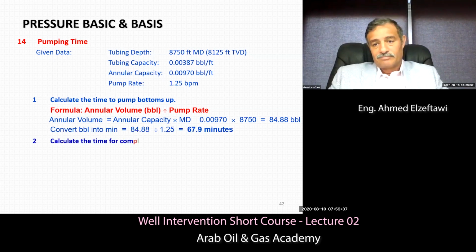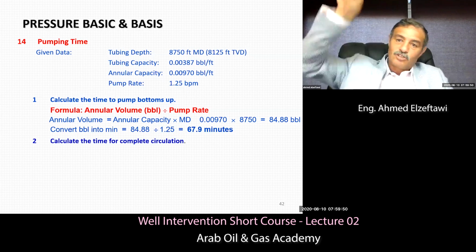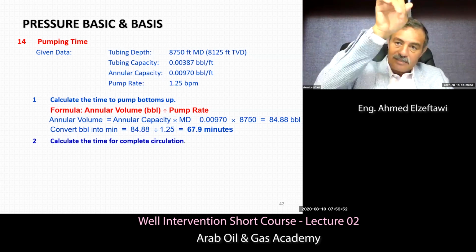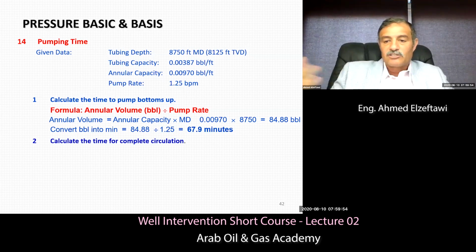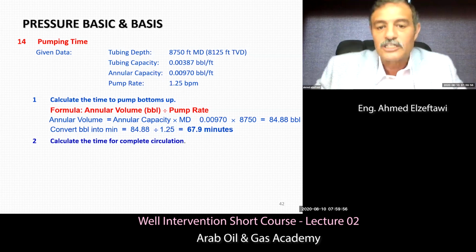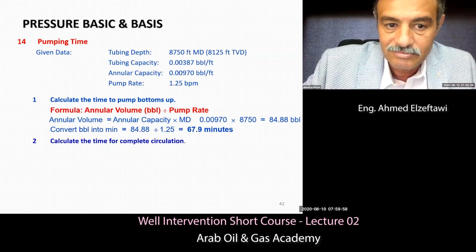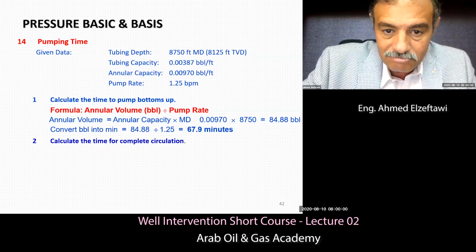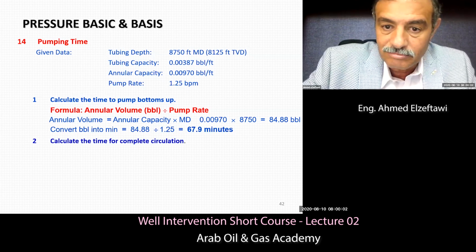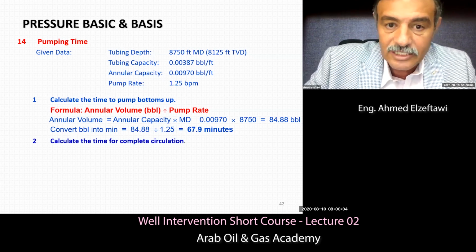Second requirement, calculate the time for complete circulation. Complete circulation means what? Tubing plus the annular. This is what complete circulation or total circulation is. So it is tubing volume plus annular volume. You need 95 minutes.